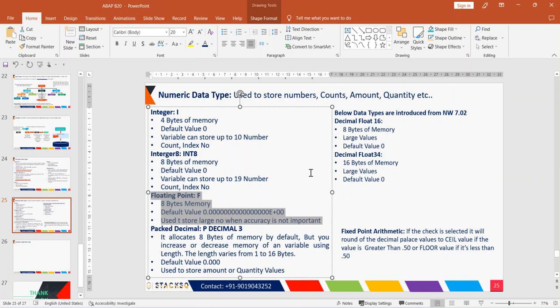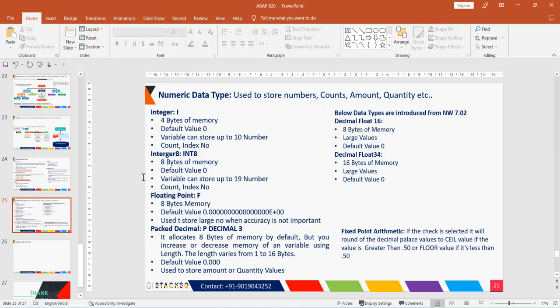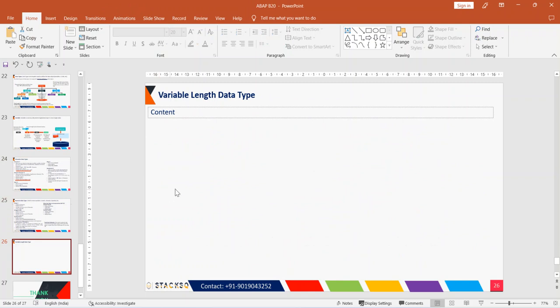Okay. These are the fixed length data types. Okay, so now let's understand about variable length data types.